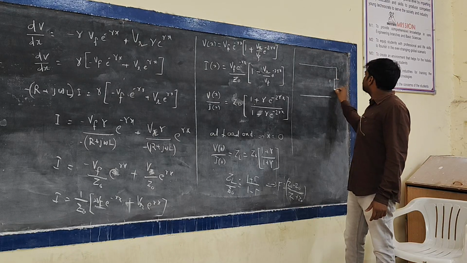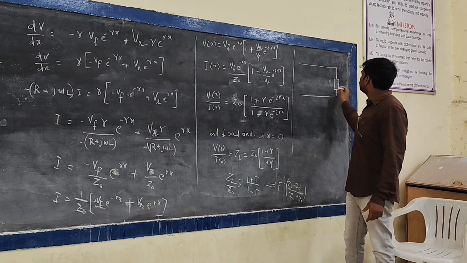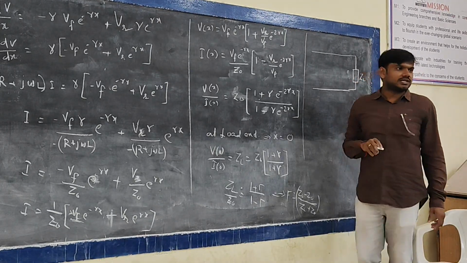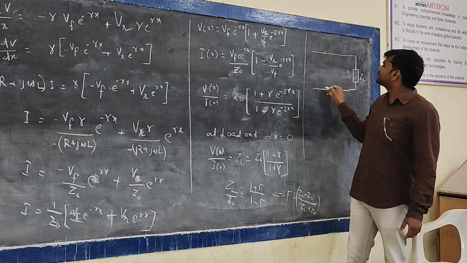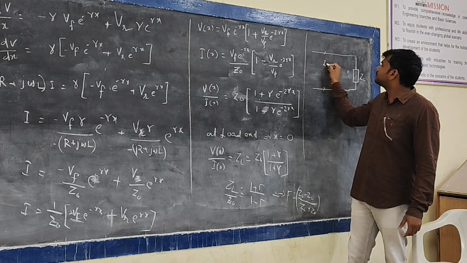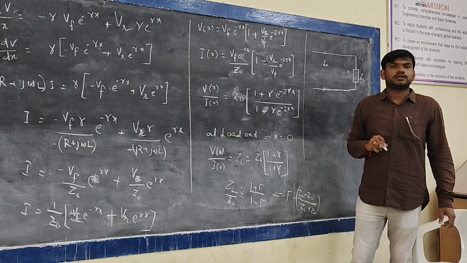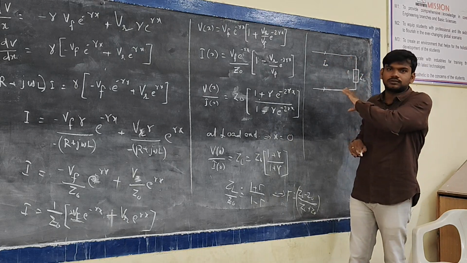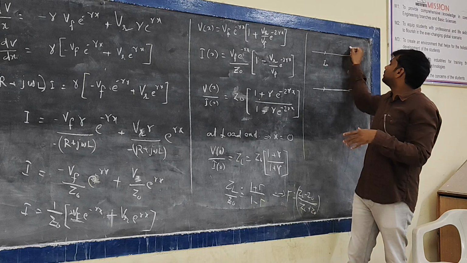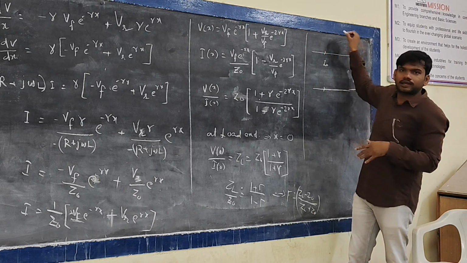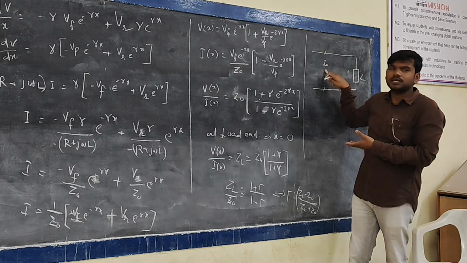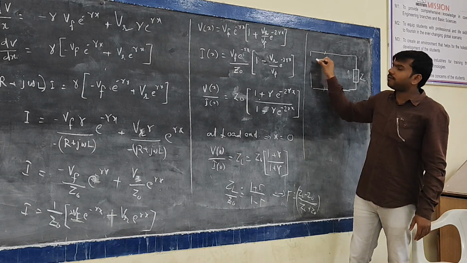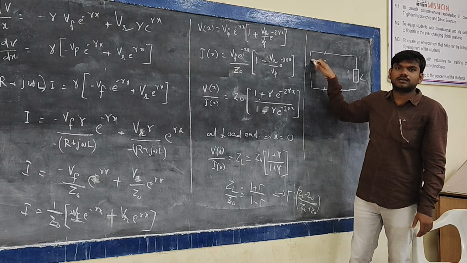You are expecting some load, or you are attaching some load here, whose load impedance is ZL. And the characteristic impedance of this transmission line is Z0. So that is the characteristic impedance of the entire transmission line. If I want to consider the entire line, what will the impedance be? That will be Z0.